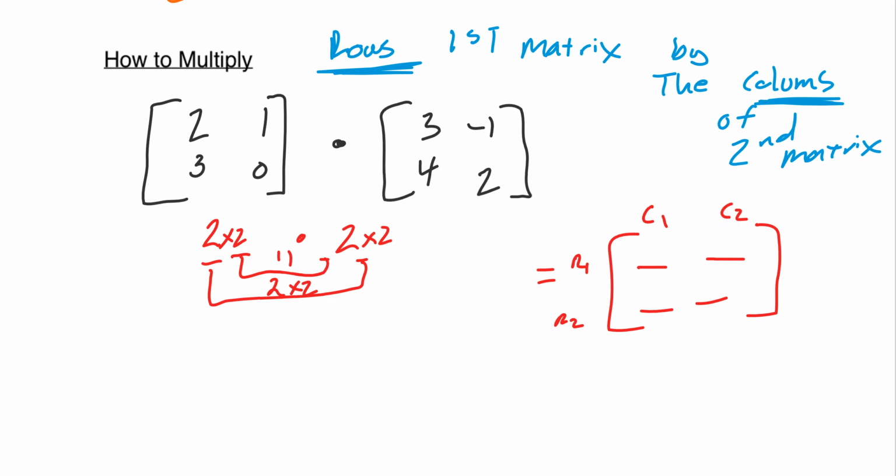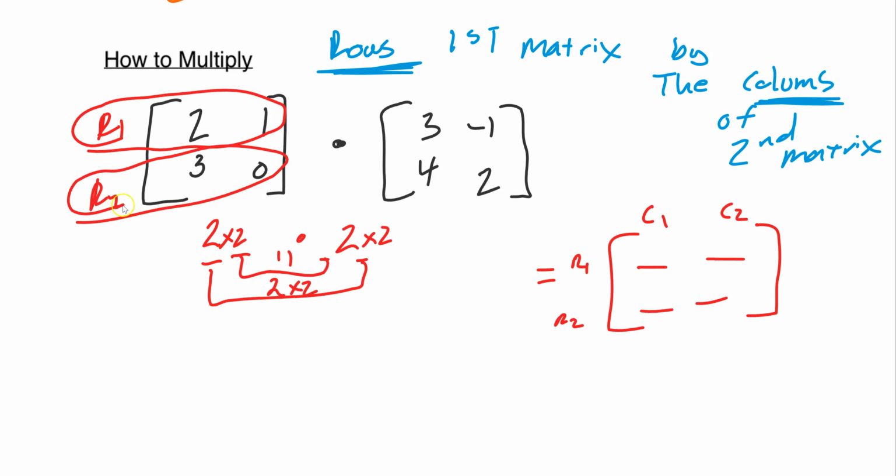Okay, so let's multiply this. Remember what I said, it's rows of the first one. So here's row 1. Here's row 2. Times columns of the second one. Here's column 1. Here's column 2. So if I multiply these, it's essentially just a game of Battleship or Bingo. If you want to enter this value right here, it's row 1 times column 1. So multiply row 1 by column 1.